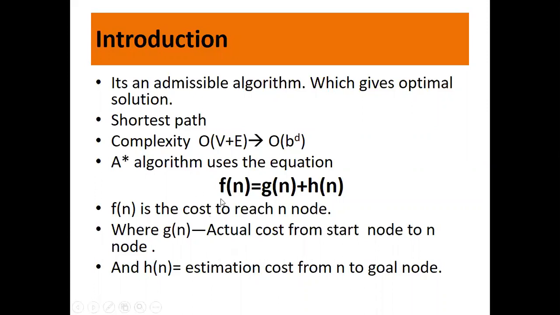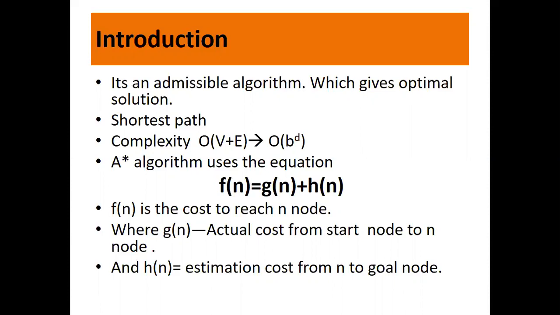Now, the only thing you should remember in case of A star algorithm is this equation. If you understand this, the A star algorithm is very simple and it is all about this equation. So you have f of n, which is nothing but the cost to reach the n node, right? This is the cost of reaching a particular node. I'll take an example so it will be more clear. Then you have g of n, an actual cost from start node to the end node. And then you have h of n, which is the estimation cost from n to the goal node, which is nothing but our heuristic value.